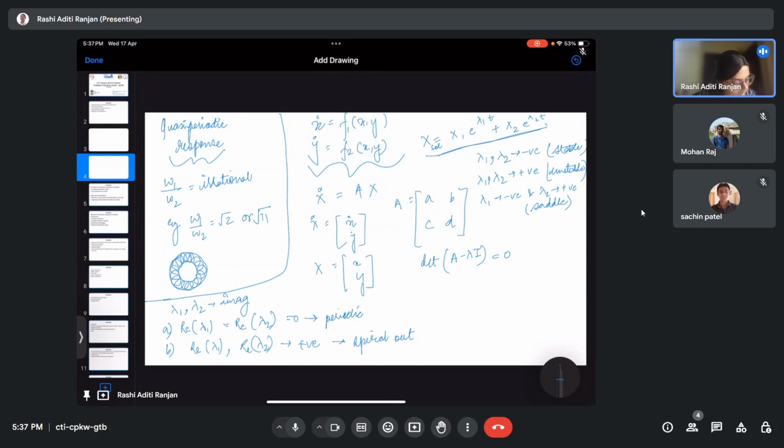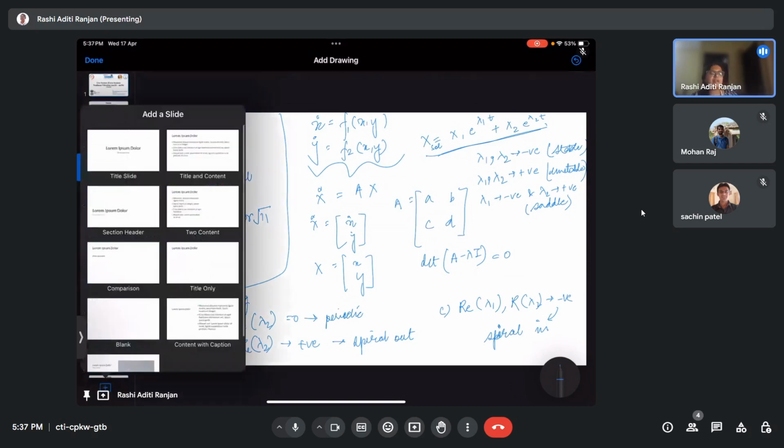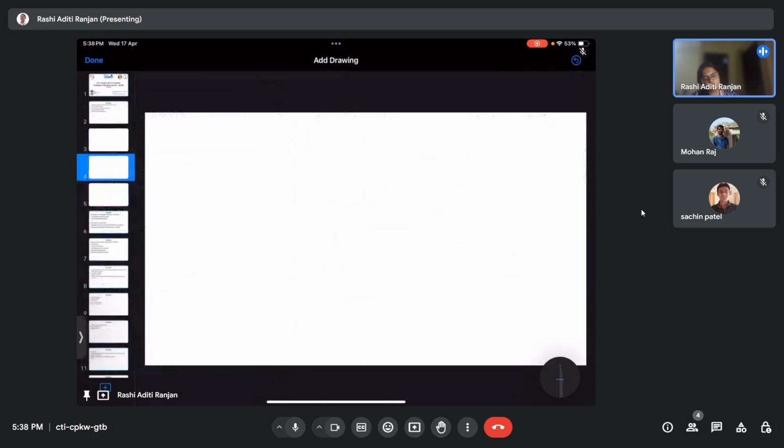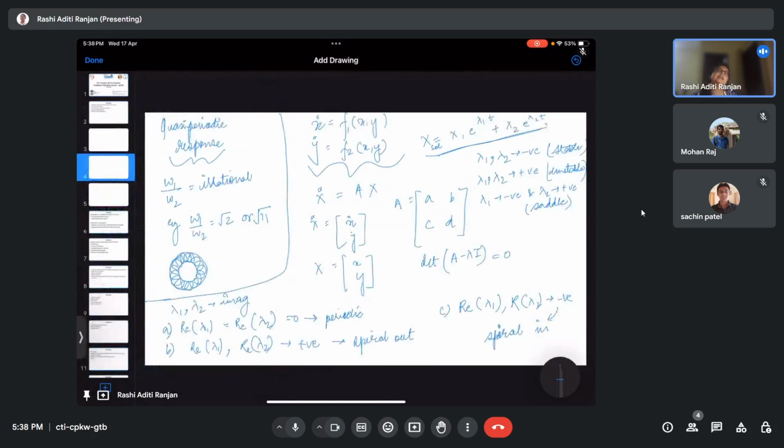And third case, when the real part of lambda 1 and the real part of lambda 2 both are negative, in this case your system is going to have spiral in behavior. Likewise, we discussed and concluded that this is how you tell whether my system is stable or not. However, whatever I told you for this stability analysis, it was for a linear equation.